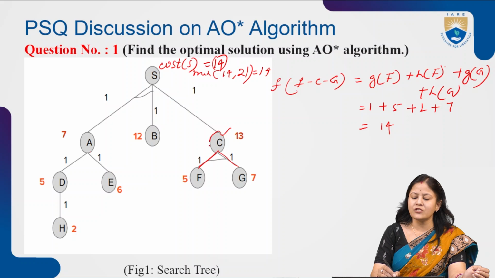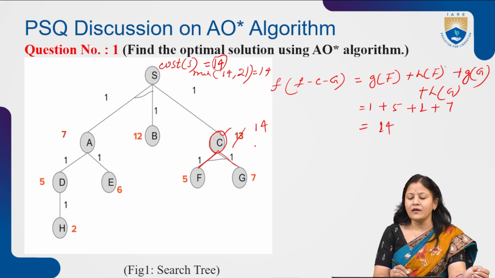But what is the heuristic value of C given here? It is given as 13. As it is 14, the previous heuristic value will be discarded and the new heuristic value will be added. Right? So as per the AO* algorithm, if the heuristic value of any node is changed, then that heuristic value will be propagated to the parent also. That means from C to S, again we have to find out the cost.